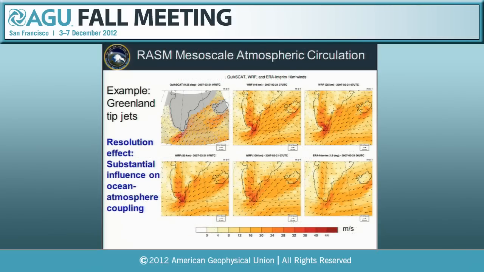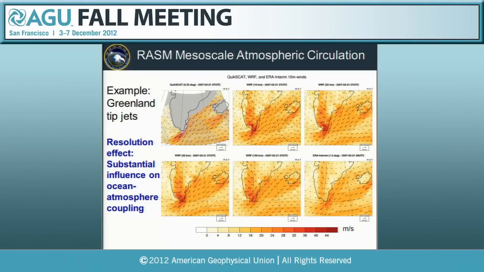A key aspect of air-sea interaction is capturing periods of very strong atmospheric wind flow. An example here are these Greenland tip jets. This is from some work that John Cassano has done with his grad students. There are different resolutions that have been used here, starting with the ERA-Interim resolution and then some finer resolutions. This panel here shows results using the WRF simulation for this particular date at the 50-kilometer baseline resolution that our fully coupled model has.